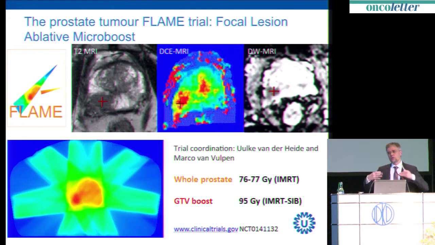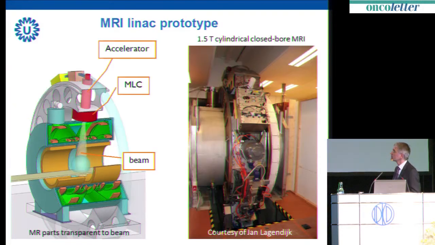And this is now happening in the clinic, and our colleagues from the Netherlands are pursuing this avenue in the FLAME trial, where they use the multiparametric information. They give 76 to 77 gray to the whole gland with IMRT technique, and then they do a GTV boost of up to 95 gray. So this is, like Professor Sulzer mentioned, the focal approach, which will also be happening in radiation.